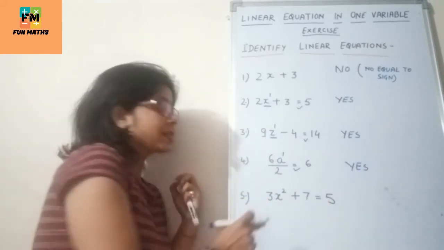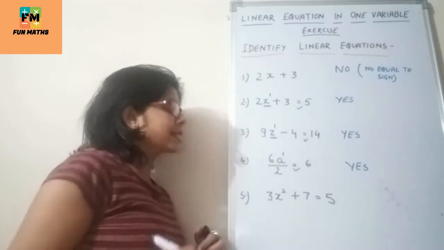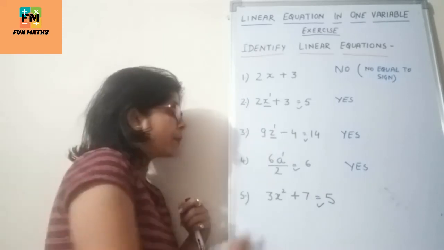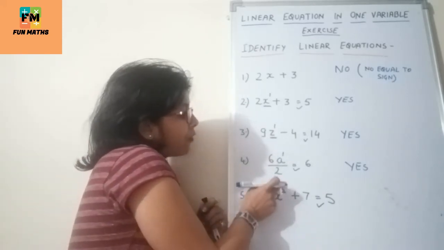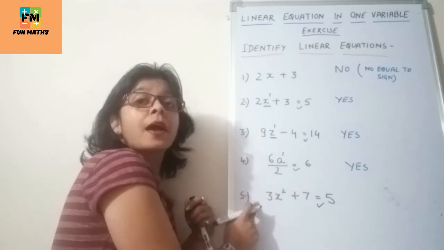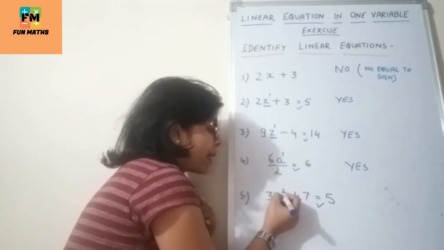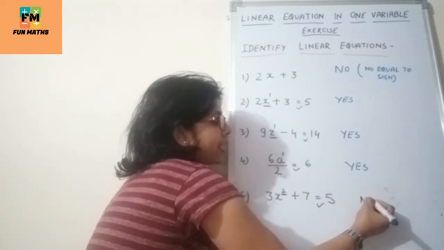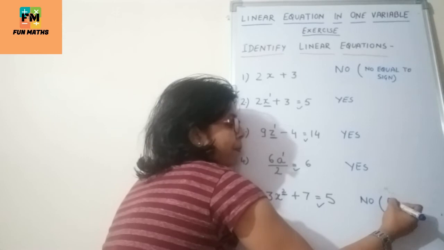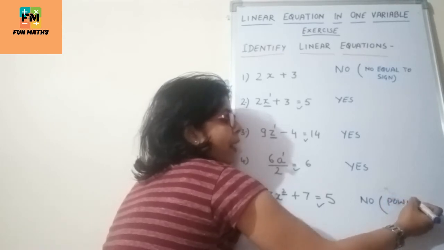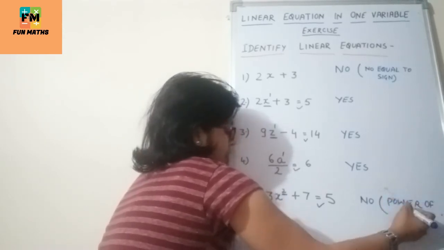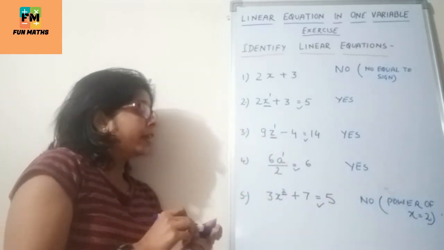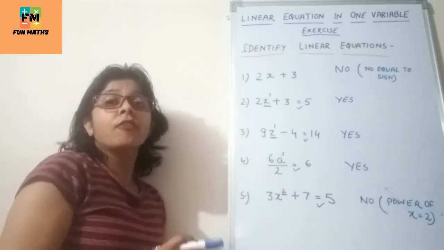Last one. Now, let's move to the last one. 3x square plus 7 is equal to 5. Yes, it contains an equal to sign, no problem. But when we move to the next part of linear equation, we have to check the powers, right? And if we see the power over here, the power is 2. So no, it is not a linear equation. Why? Because the power of x is equal to 2. So that's why we cannot categorize this in the category of linear equation.